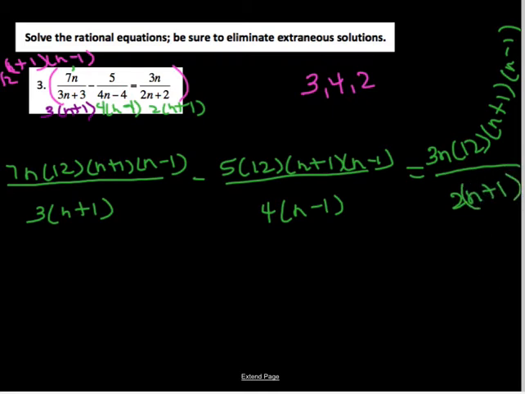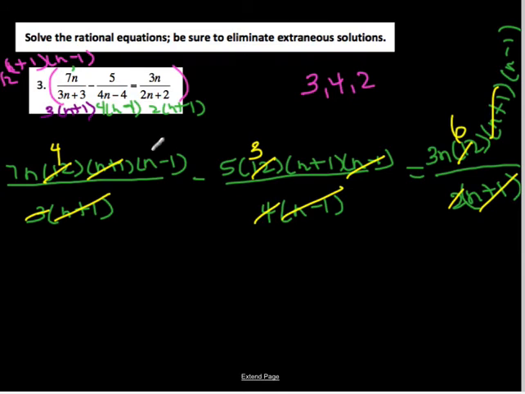Now let's go ahead and cancel what I can. Okay, 12 is divisible by 3, so this gives me 4. N plus 1s, those will cancel. 4 divided by 12 will give me 3. N minus 1s will cancel. 12 divided by 2 gives me 6, and then we have n plus 1s.